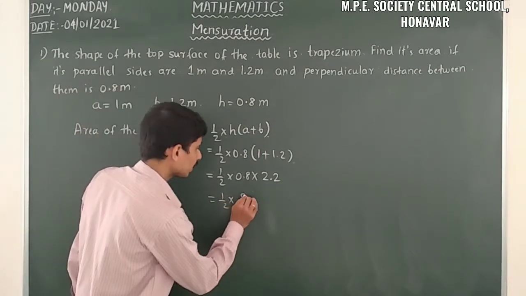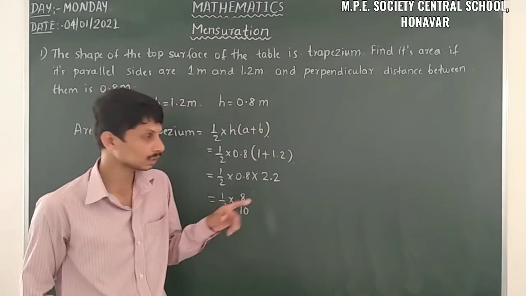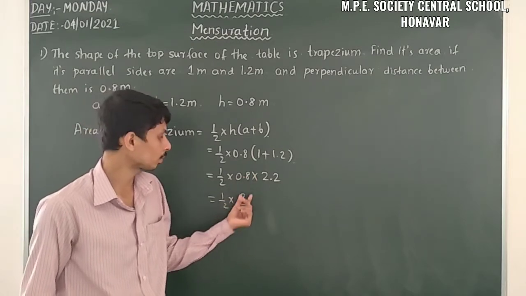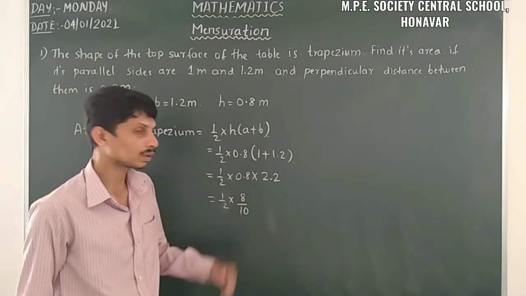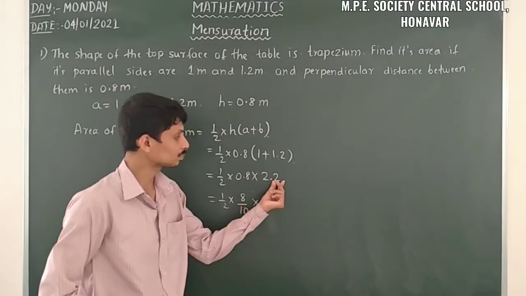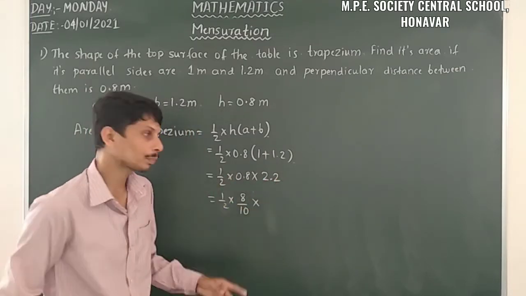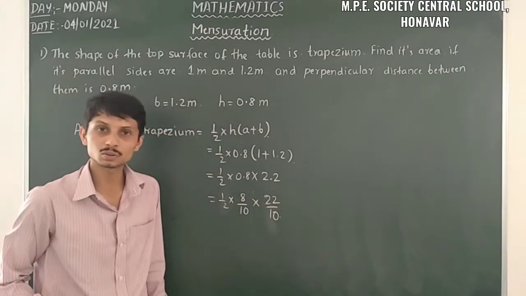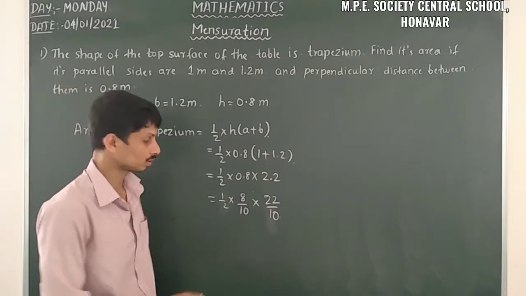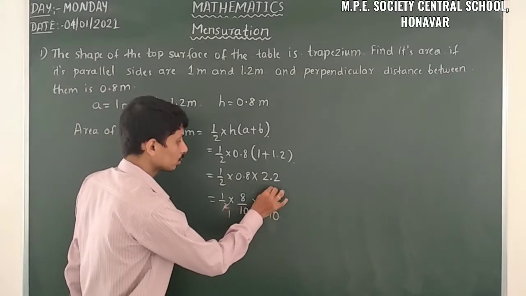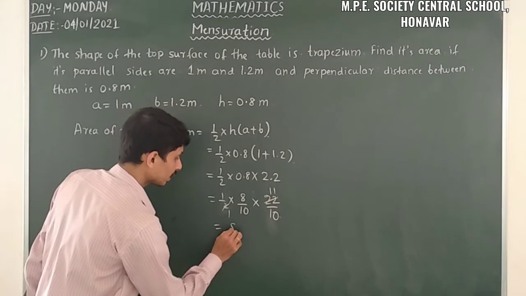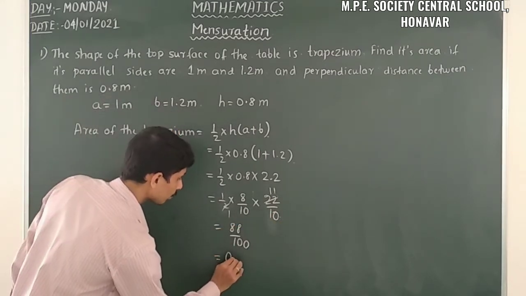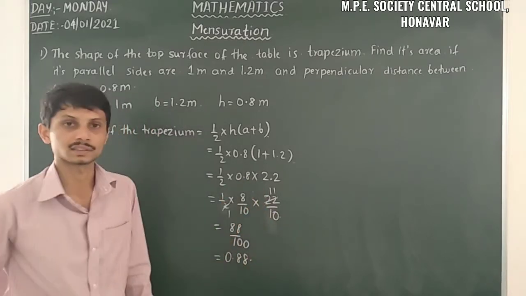So it is 8 by 10. Be careful about converting decimals into fractions. Here 0.8 has only one decimal place, that's why 8 by 10, and here also only one decimal place. So when we want to remove the decimal point, we have to divide by 10, that is 22 by 10. Here just observe, it is easy to cancel and easy to solve. So 2 into 1 and 2 into 11, so it is equal to 11 into 8, 88 divided by 100. 10 into 10 is 100, so it is equal to 0.88, the answer.